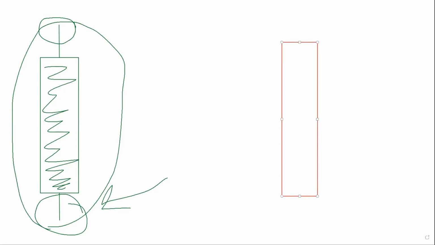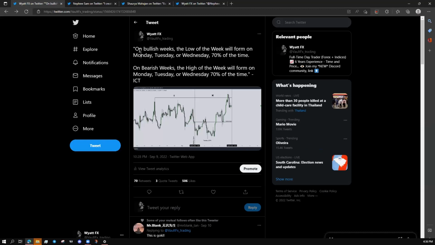If this is our bearish candle, we should be looking for the highs of the week, right? And every time a low of the week forms near the end of the week, it's also tallying that into Nephew Sam's heat map there. Now, the problem with that is not studying the concept that ICT shared. The concept that ICT shared is on bullish weeks, the low of the week will form on Monday, Tuesday, or Wednesday 70% of the time. And on bearish weeks, the high of the week will form on Monday, Tuesday, or Wednesday 70% of the time.